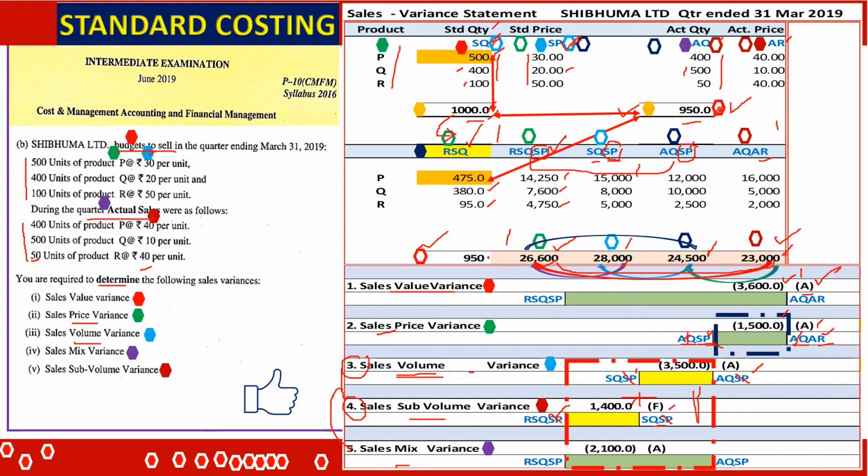Effectively, what you have seen here is that we first convert the data, calculating the RSQ, make the 4 columns, and the variance is simply deducting one column from the other, finding out what is the header, what is common, remove the common thing. The difference is the name given either to value, price, volume, sub-volume, or mix.